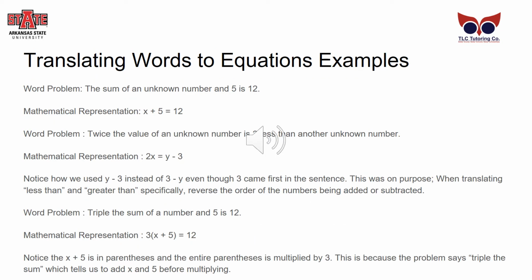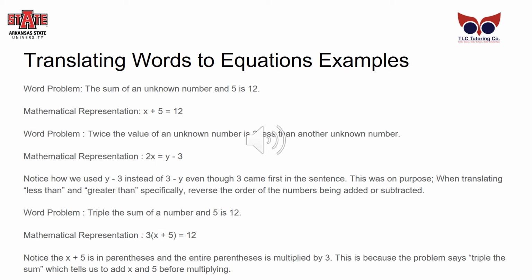Examples. Word problem: The sum of an unknown number and 5 is 12. This would be mathematically represented as x plus 5 equals 12. Consider the next example. Twice the value of an unknown number is 3 less than another unknown number. The mathematical representation would be 2x equals y minus 3.